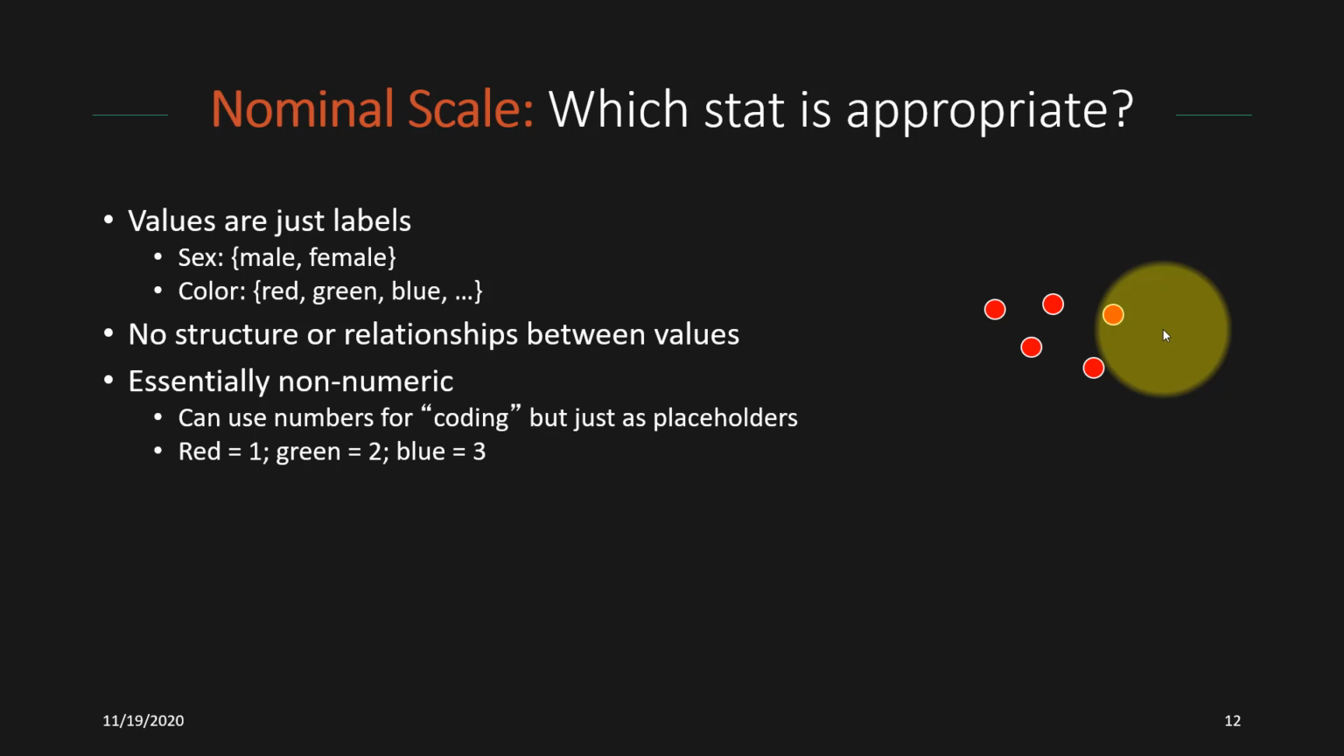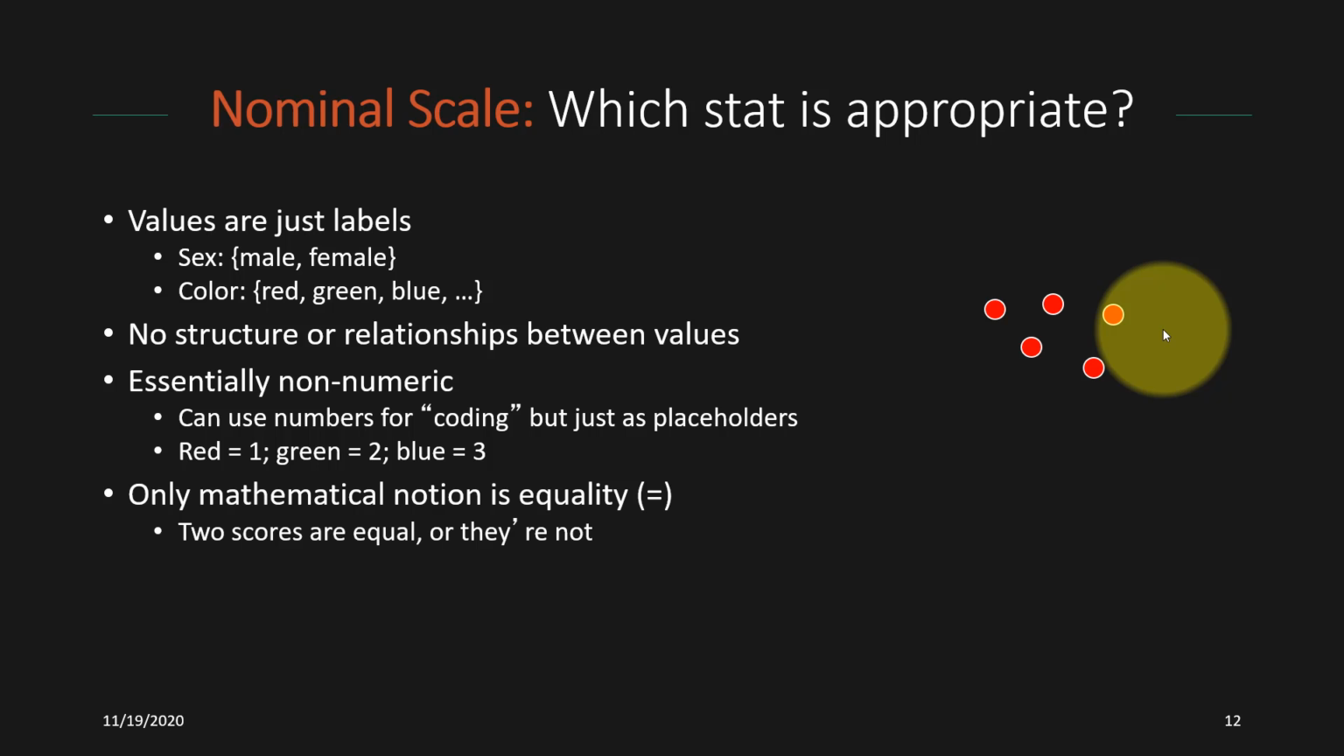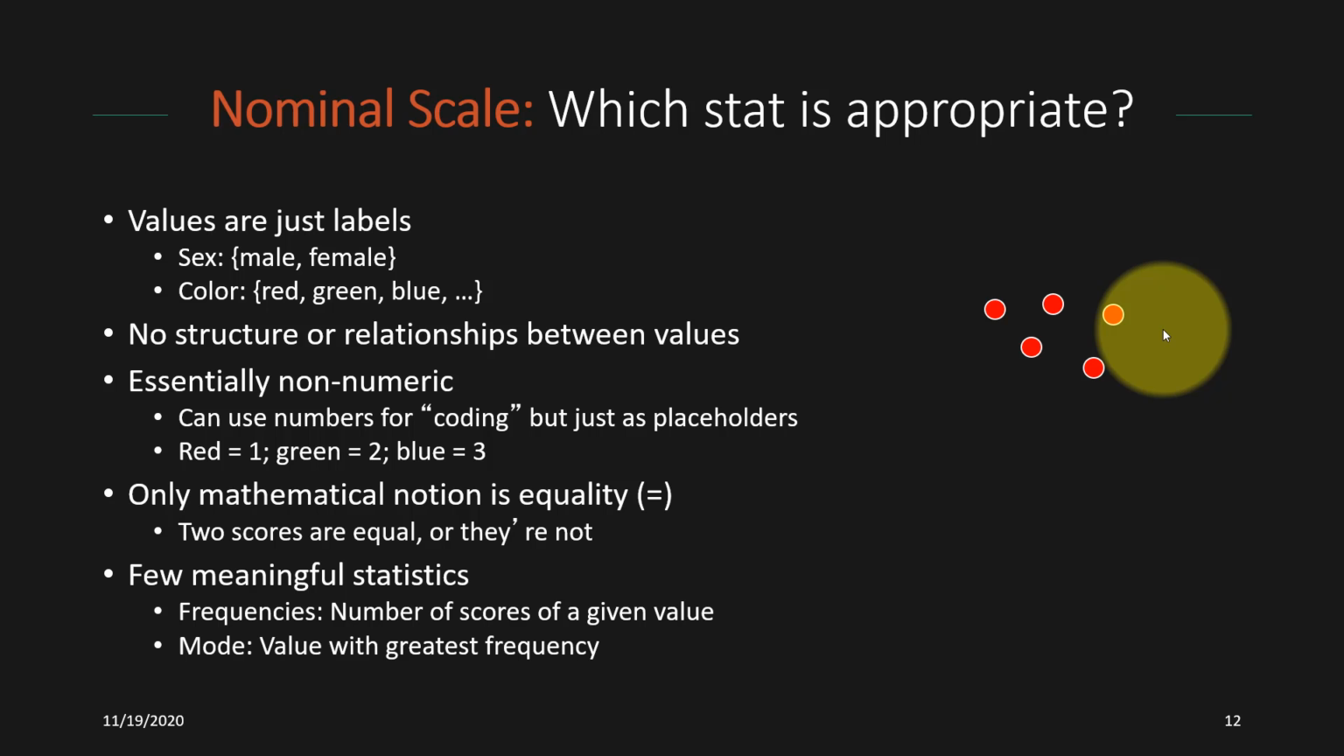So essentially, this is non-numeric data. We can use numbers for coding, but it's really just a placeholder. The only mathematical notation here then is equality and inequality. So two values are either the same or they're not, right? I have two participants who identified as male or they didn't, right? I can't really say much else about their responses or how they relate to other participants. Things are either equal or they're not, which means we only have a few meaningful statistics that we can calculate here. We can calculate the frequency, right? So we can look at the number of scores of a given value, and we can calculate things like the mode and talk about the value with the greatest frequency.